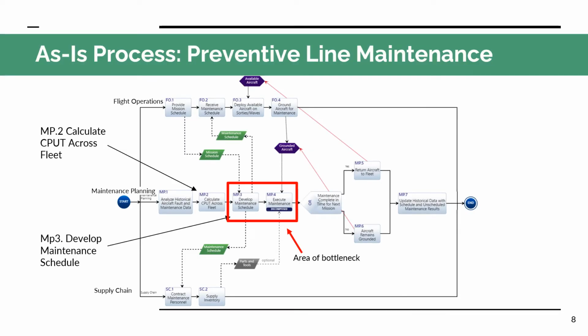Currently, the maintenance process works between the flight operations group, maintenance planning, and supply chain, and the bottleneck is in the area shown in red, which is MP.2, calculate CPUT across fleet, and MP.3, develop maintenance schedule.